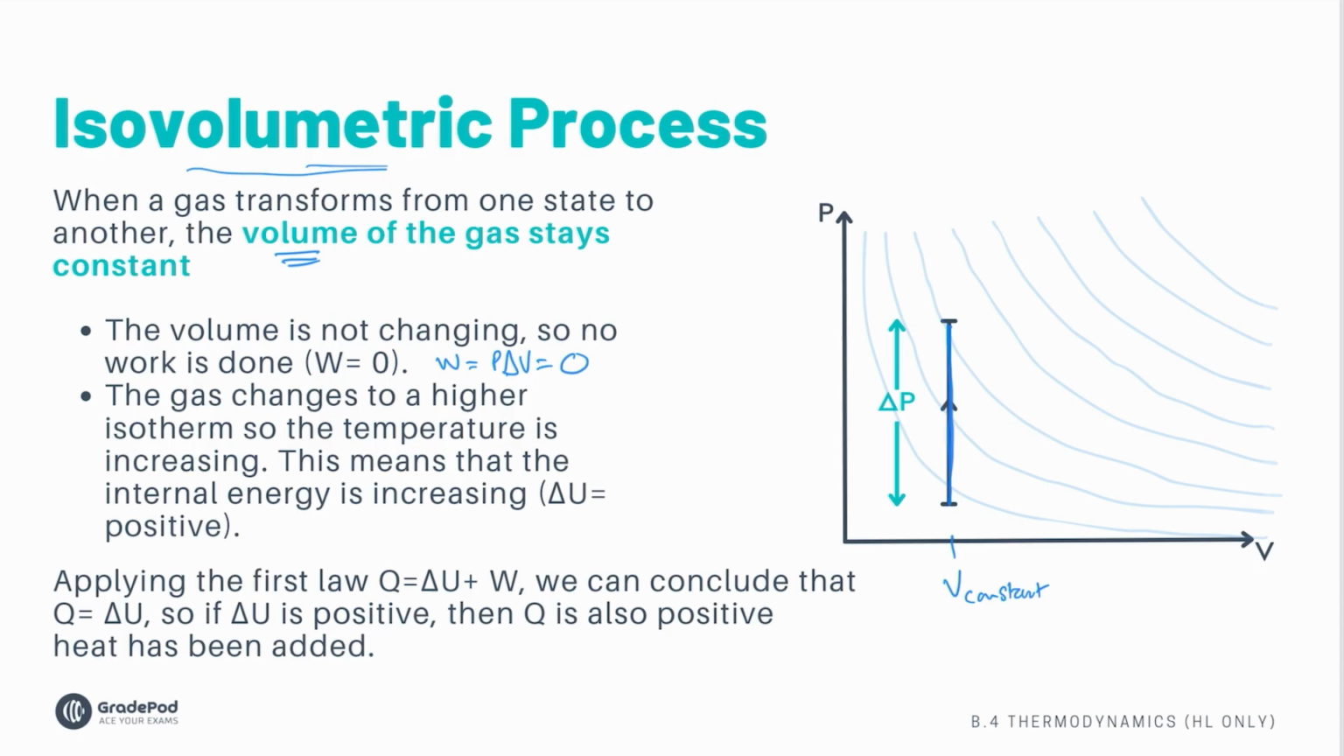However, what we do notice is, in this case, it's gone from a lower temperature up to a higher temperature because it's gone through the isotherms. So we can see that the temperature is increasing. That means delta U equals 3/2 nRΔT. That's increasing, so the internal energy of the system must be increasing as well. If we put that into the first law, Q is equal to delta U plus 0. So when we've got an isovolumetric process, we can conclude that Q is positive if the change in U is positive.